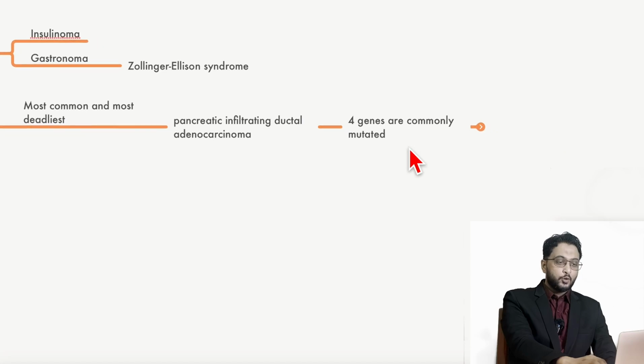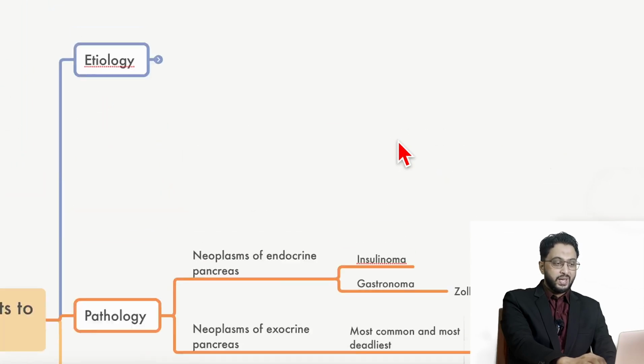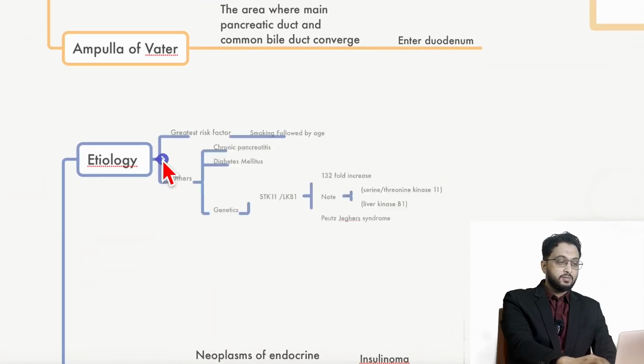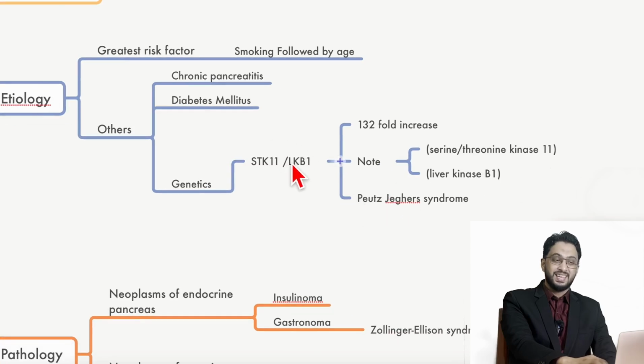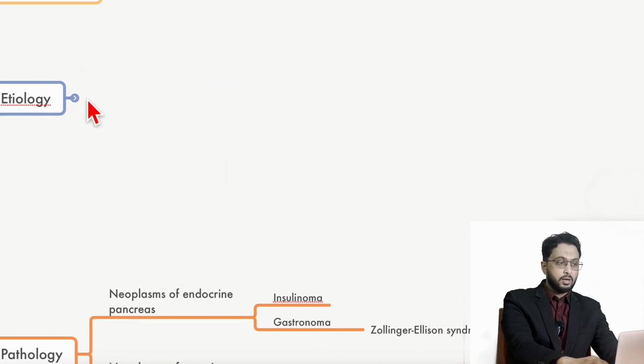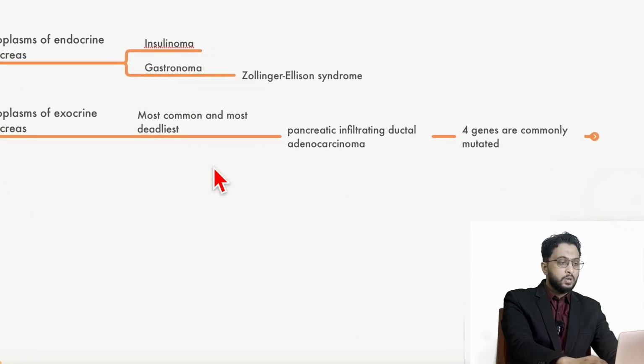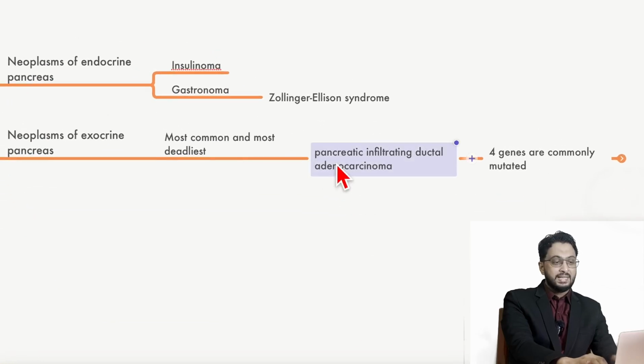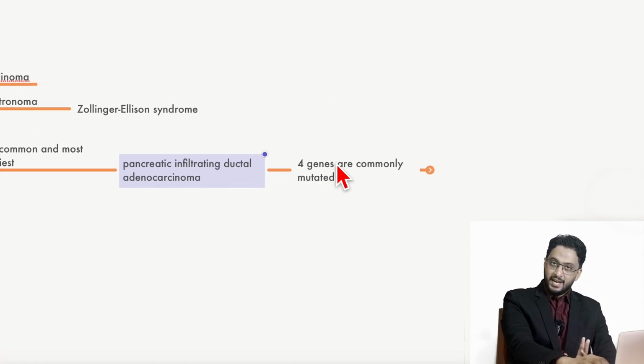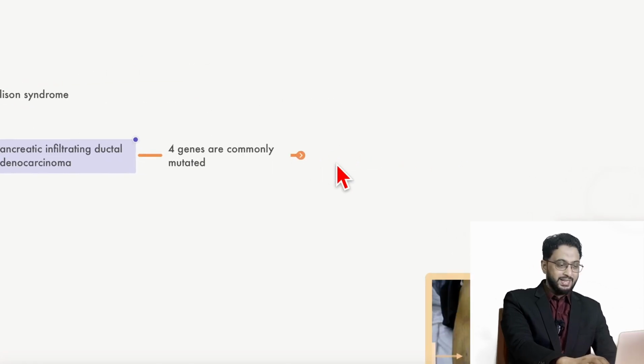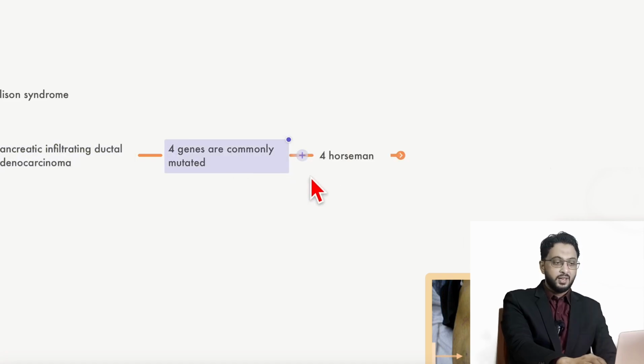What is that? Four genes are commonly mutated. The one gene which is very specific, very dangerous is your STK11. The reason why I include it, as I've told you, is the 132-fold increase. But now, this particular cancer, pancreatic infiltrating ductal adenocarcinoma, or adenocarcinoma of pancreas to simplify, has four genes mutated, very familiar ones. And it's called the four horsemen.